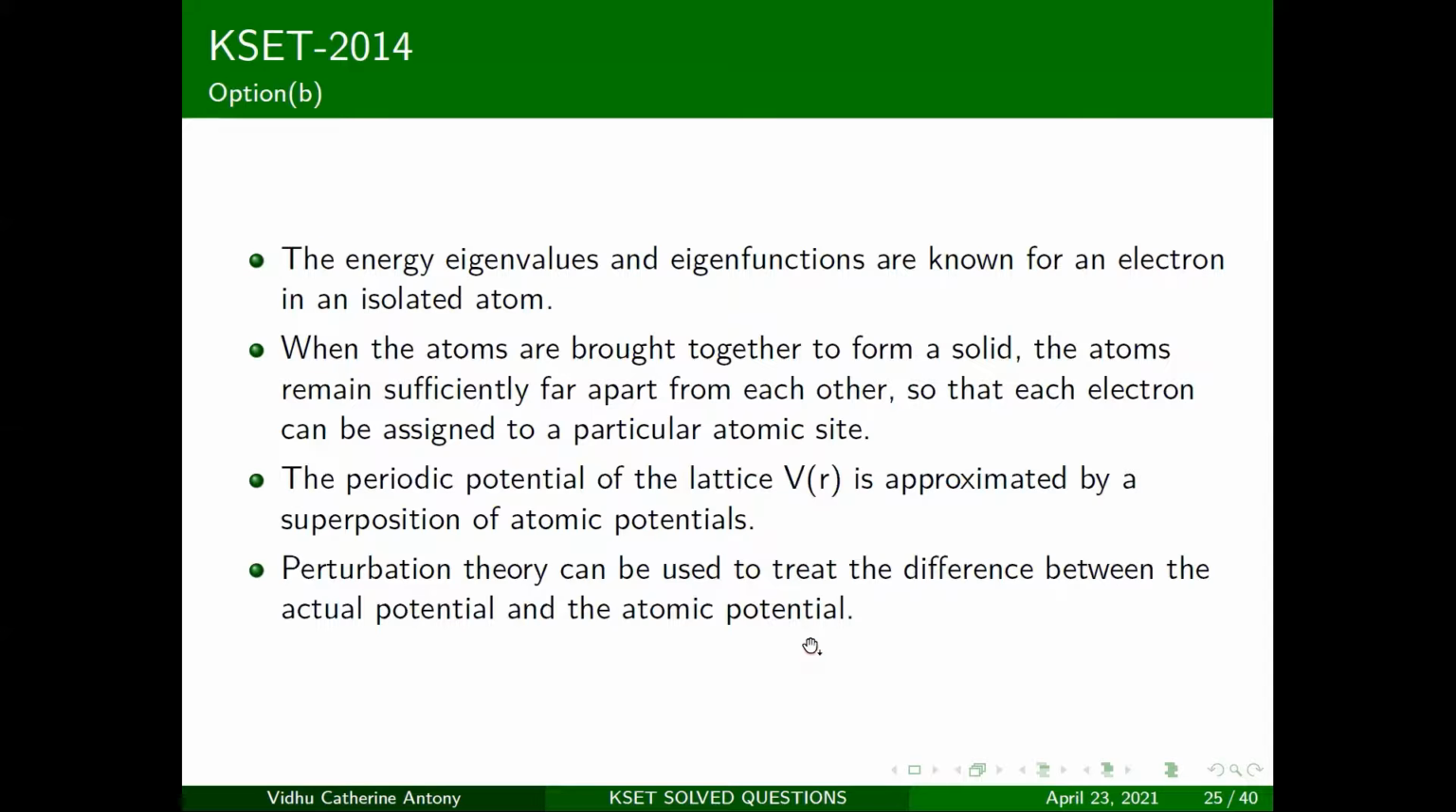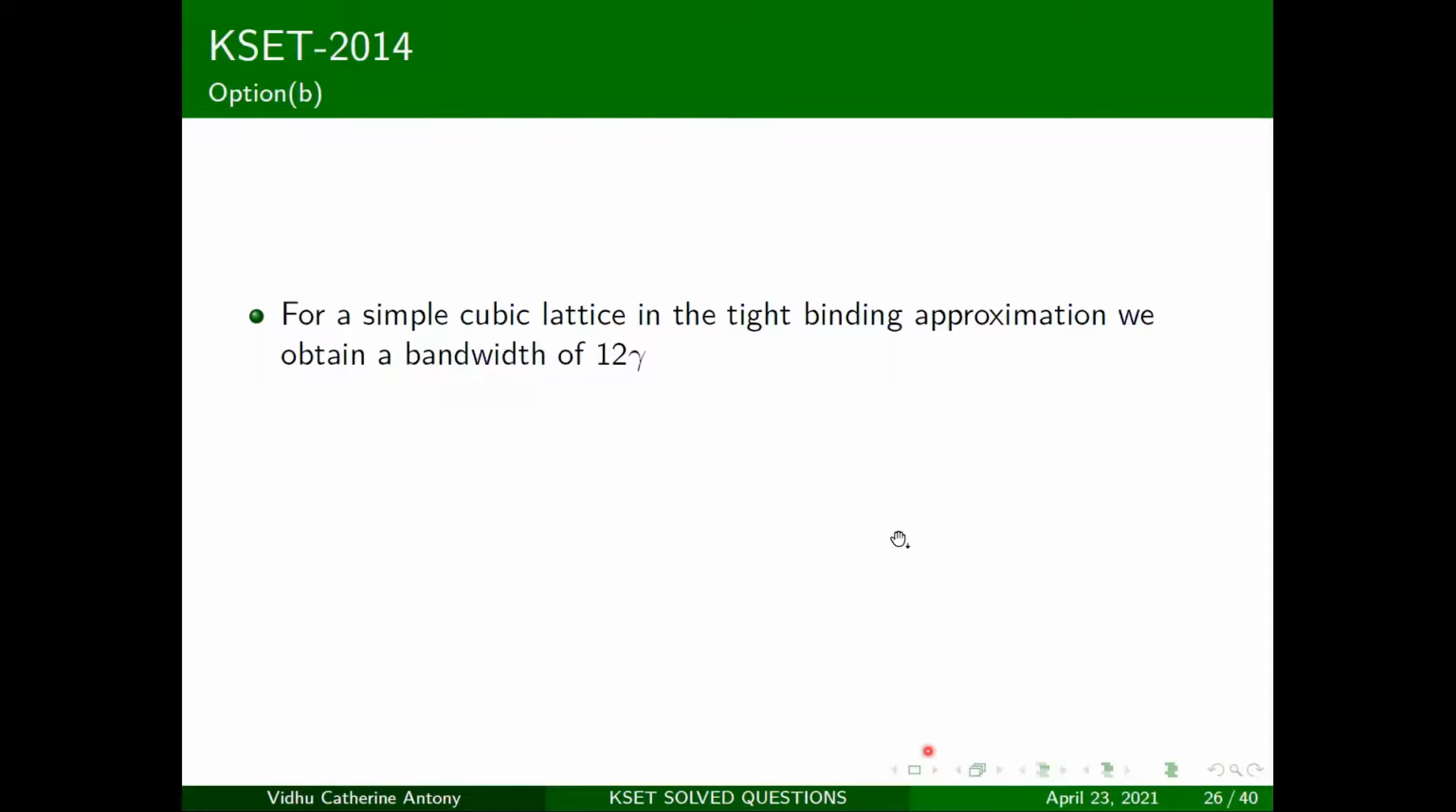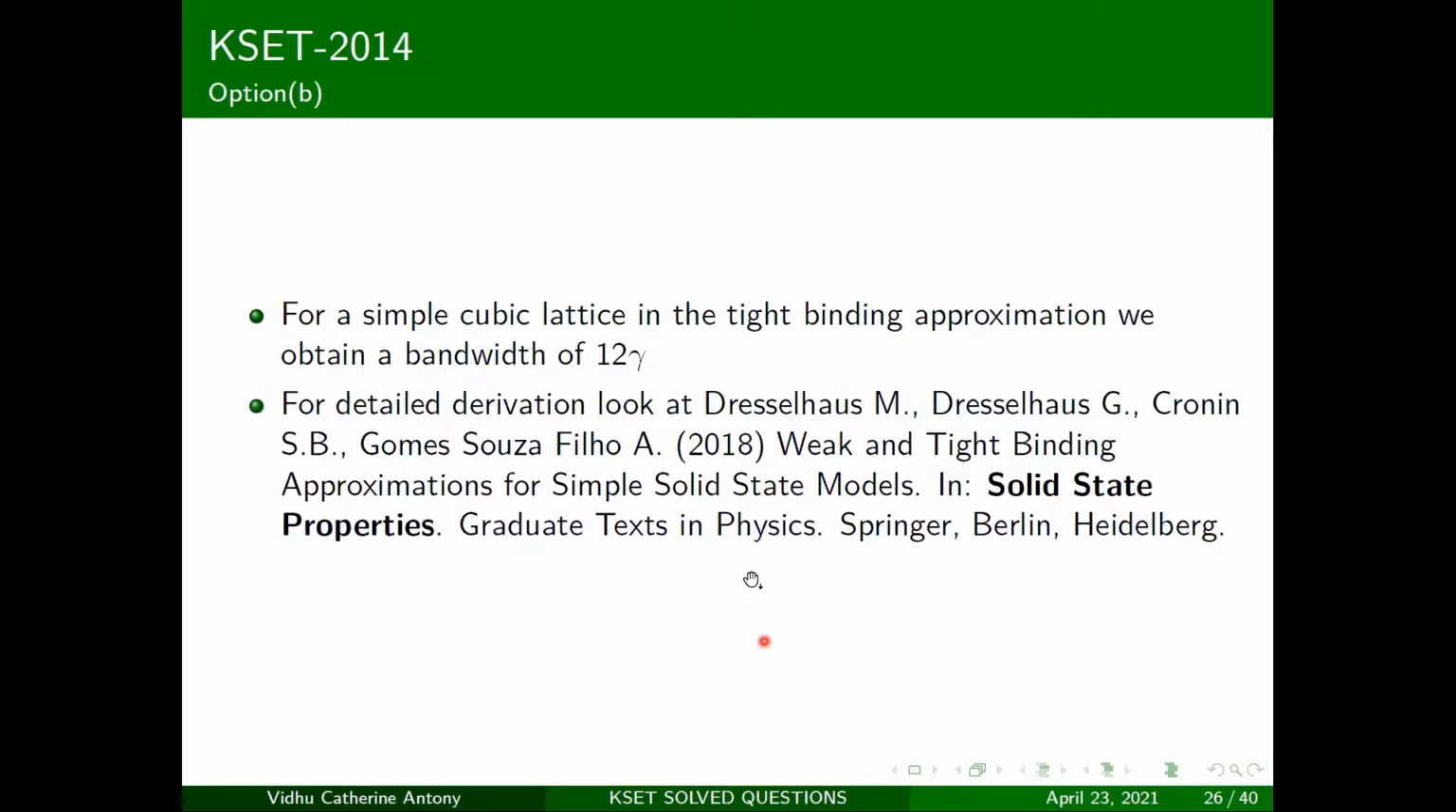You never truly get the exact answer or the energies that you require, but you can get really close to it. So this is what's mentioned after the derivation in the textbook that I looked at. For a simple cubic lattice in the tight binding approximation, we obtain a bandwidth of 12 gamma. So the energies they've got is about 12 gamma.